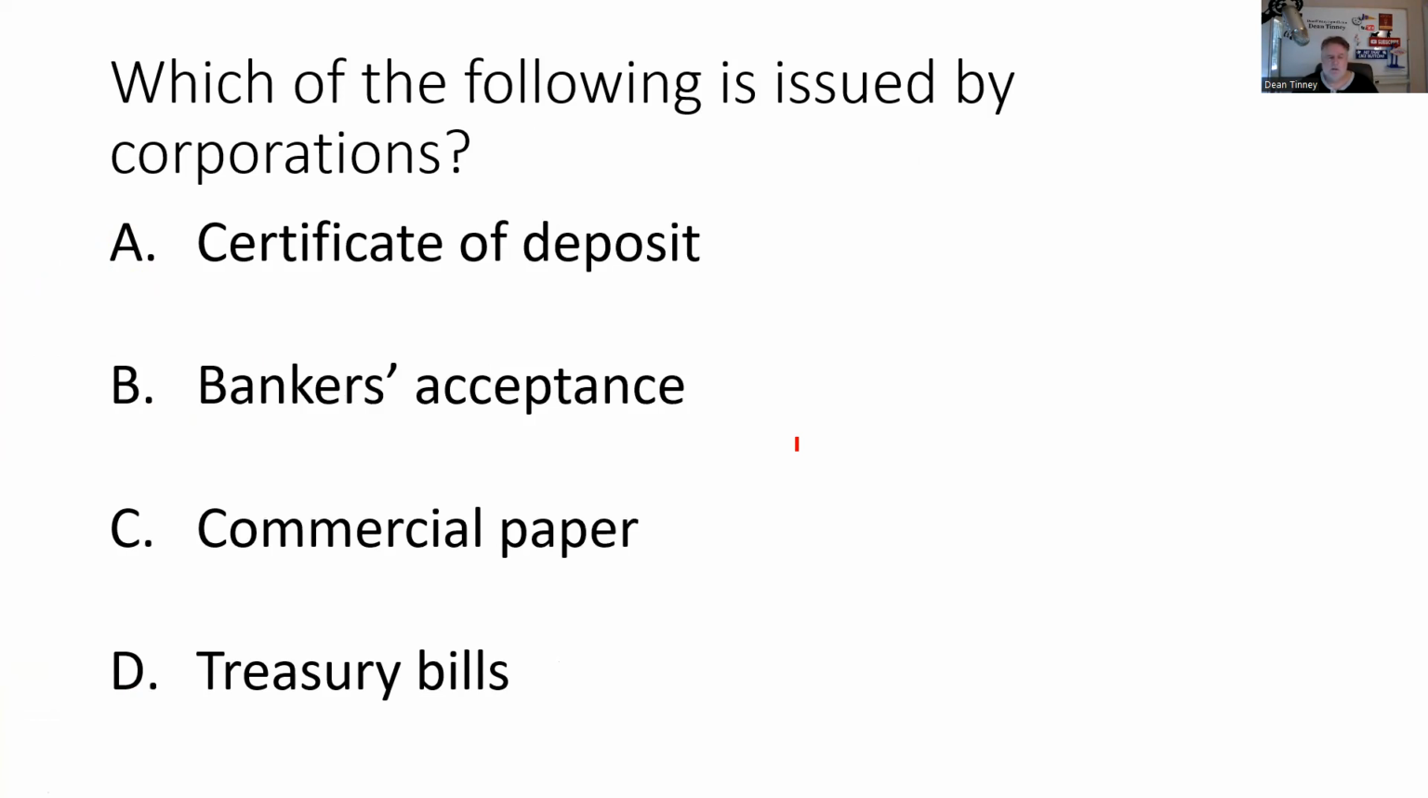Which of the following is issued by corporations? Corporations, to fund their daily operations, issue what's called commercial paper. Commercial paper is large unsecured borrowing by corporations. It has a max maturity of 270 days or less, and it's considered to be a money market instrument. Very tough to know what money market instruments or securities are. That's high quality debt maturing in 12 months or less, right? So commercial paper.